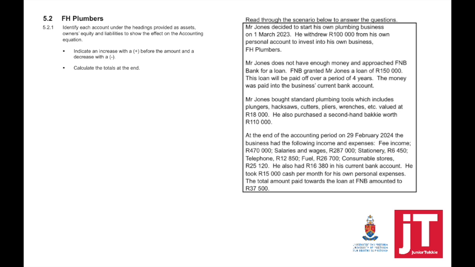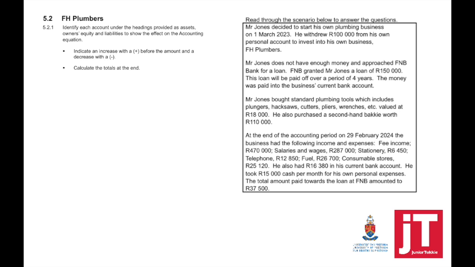So Mr. Jones does not have enough money and approached FNB Bank for a loan. FNB granted Mr. Jones a loan of 150,000. This loan will be paid over a period of 4 years. The money was paid into the business current bank account. Because when you start your own business, you need capital. So you can either use your own money, and if you don't have enough of your own money, you can approach a financial institution like a bank and you can borrow money. So this is what is happening here.